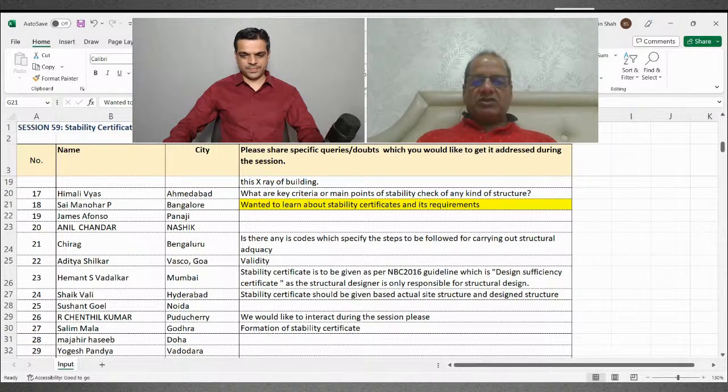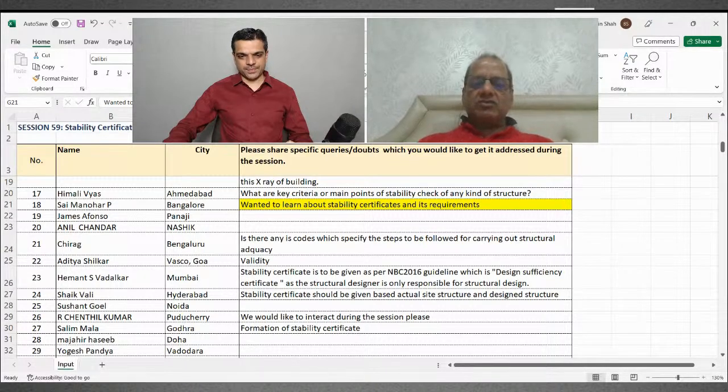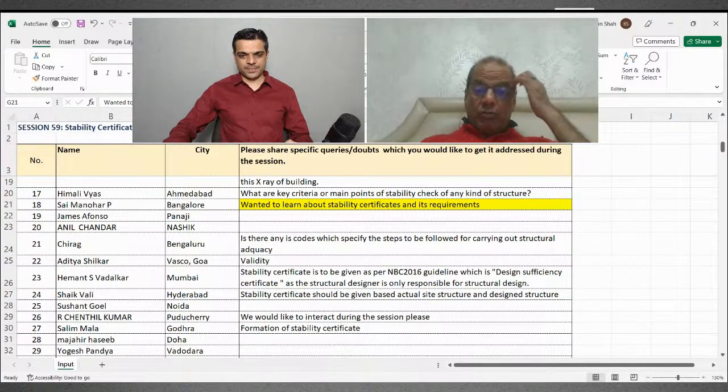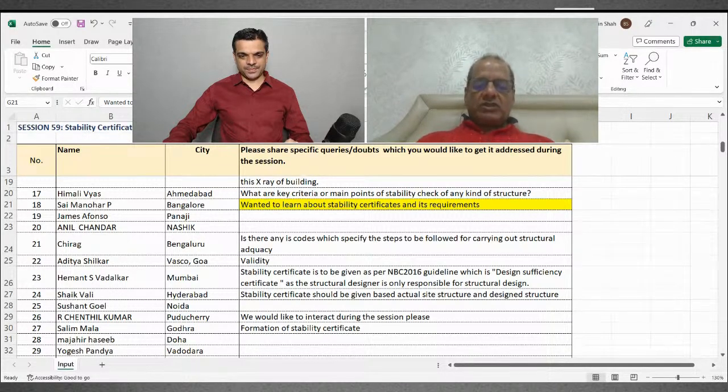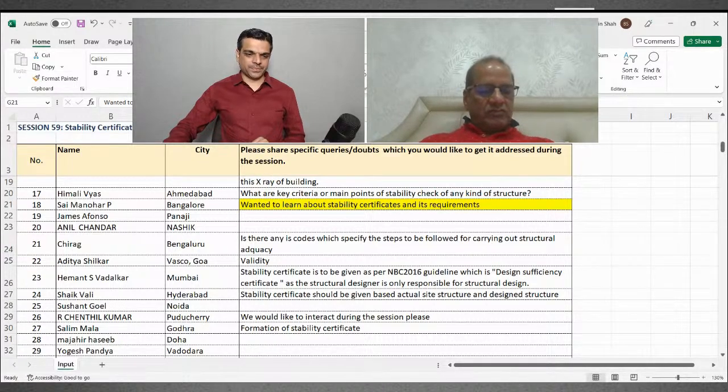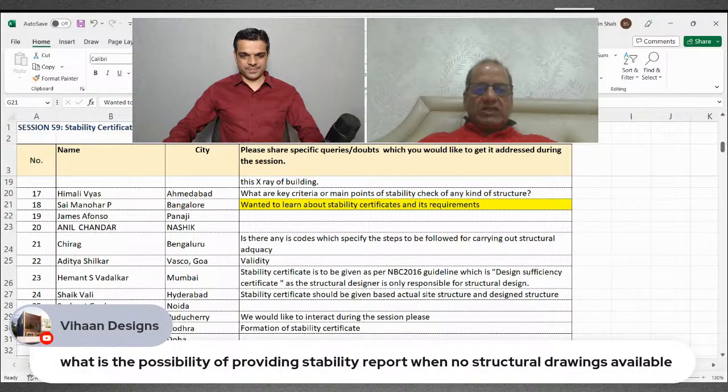You are issuing the structural stability certificate of the structural design. If the building is illegally constructed, meaning not as per the bylaws, that is none of your concern. If the stability certificate has been issued, it does not mean that the building is legally correct. Correct. So there is another disclaimer which should come, that Skeleton Consultants Private Limited is not responsible for legal approvals of this building or structure by issuing this stability certificate. Correct. Is there any IS code which specifies the steps to be followed for carrying out structural adequacy?